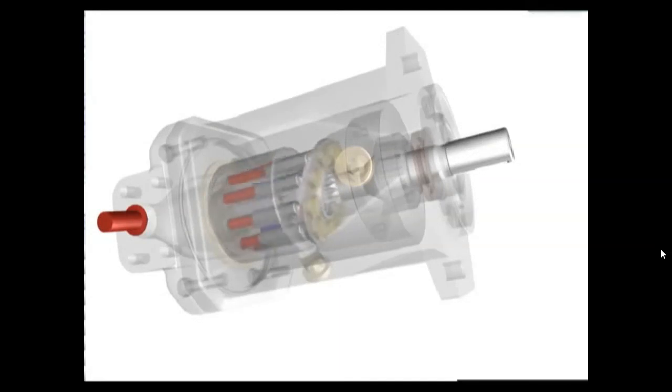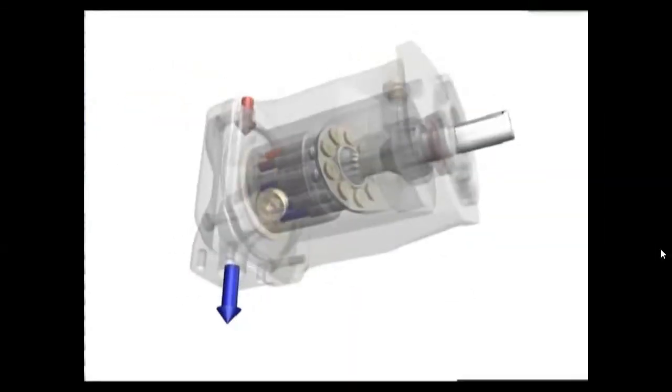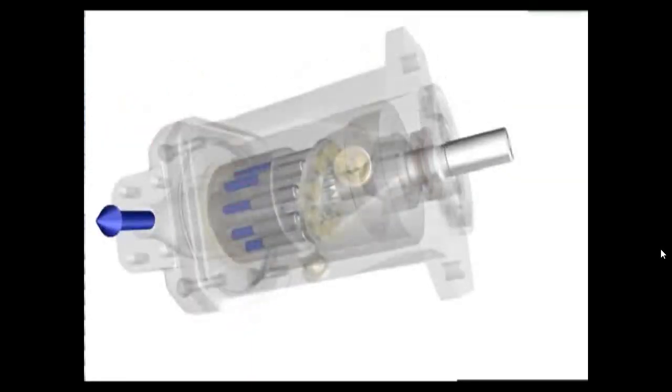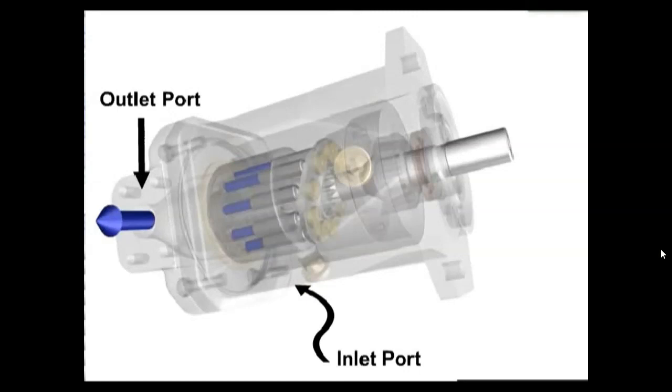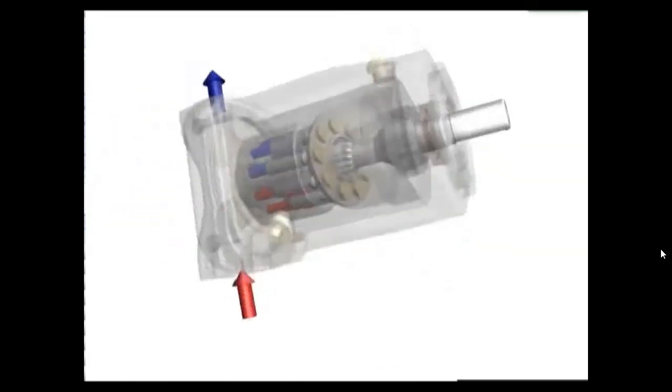The pistons over the outlet area are being forced into the barrel towards the valve plate. Return oil from the 3 pistons is forced through the other kidney-shaped opening of the valve plate and out the outlet port. When the flow to the motor is reversed, the inlet becomes the outlet and the outlet becomes the inlet. The motor now rotates in the opposite direction.